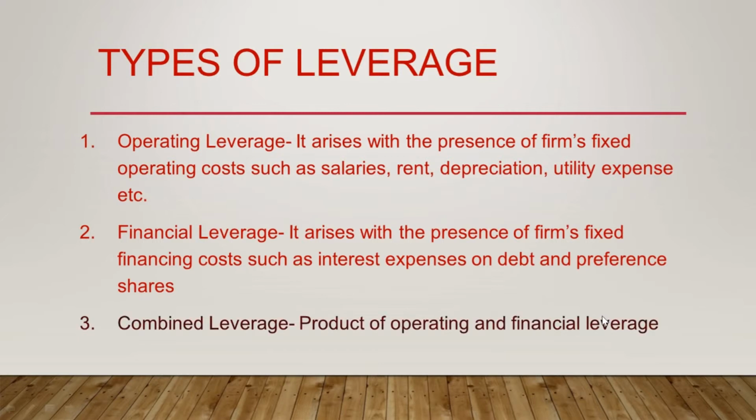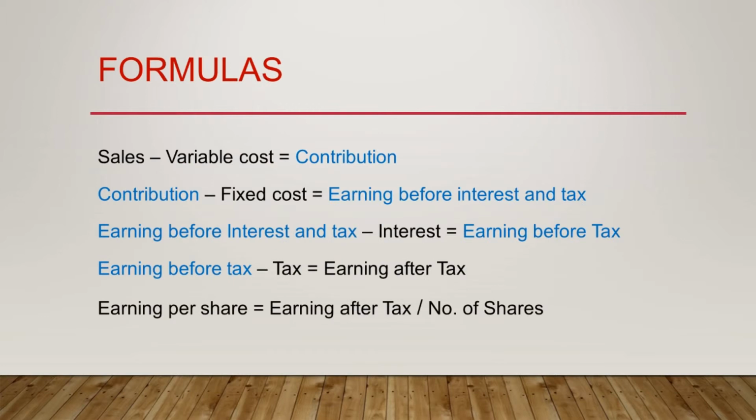And then there is combined leverage, which is the product of operating and financial leverage. So it would give an overall leverage picture, whether in terms of operating or financial. It will provide a total view of the company. Let's see some of the formulas. We would be using these formulas to calculate the degree of operating leverage, degree of financial leverage, and degree of combined leverage. So just try to understand.